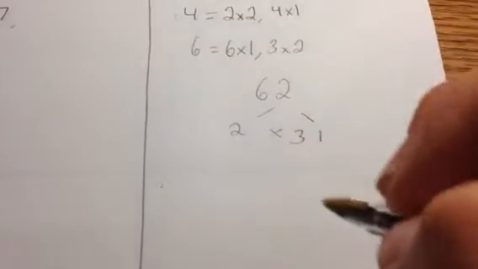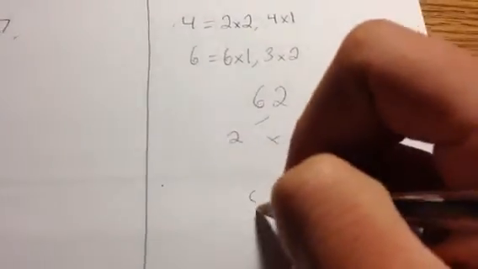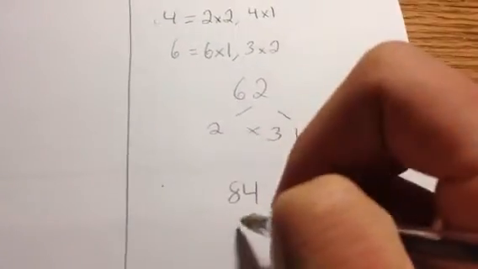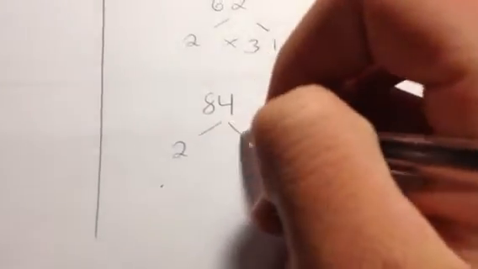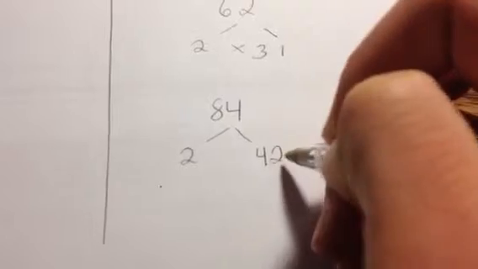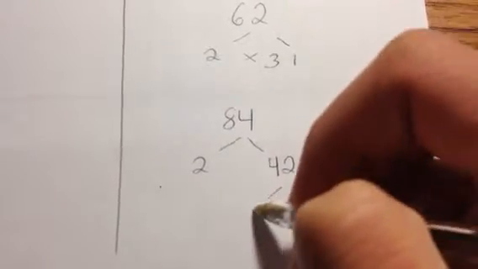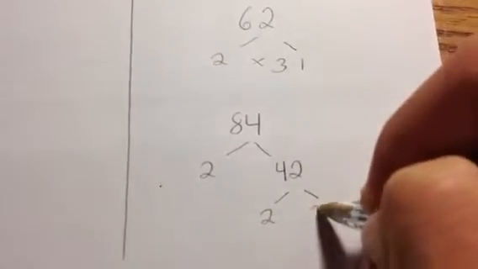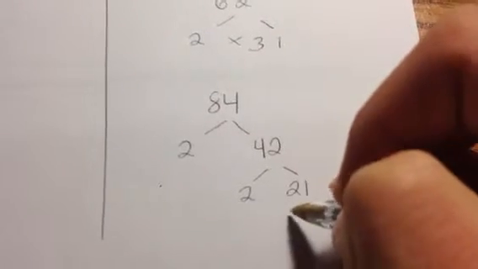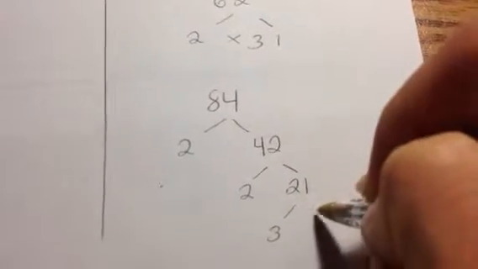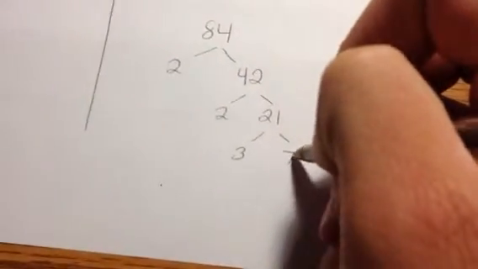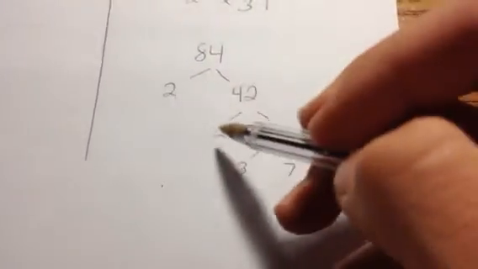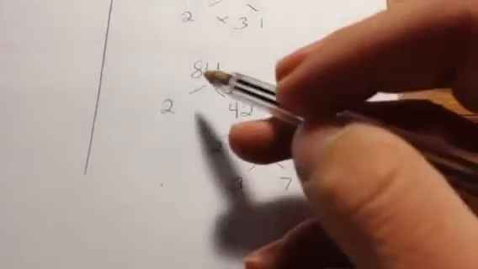Let's choose another one. Let's say 84. 84 can be broken down into 2 times 42. And 42 can be broken down into 2 times 21. 21 can be broken down into 3 times 7. And that's all the prime factors of it. So 2 times 2 times 3 times 7 is equal to 84.